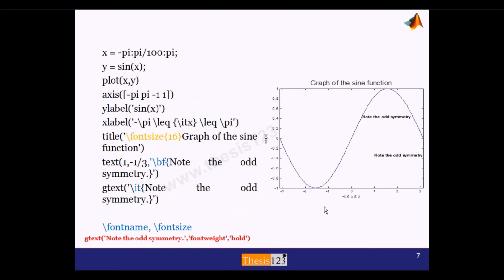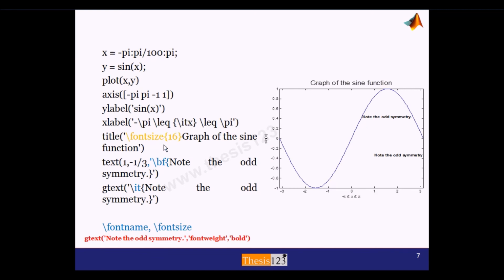Now coming to this one, I want to show how the symbols have to be used. I have used one more program. Here the difference is that I have also used minus pi less than or equal to x less than or equal to pi. So I have used the x label with minus, this symbol for pi is the Greek letter, less than or equal to, and x is italic, so I have used x as italic.